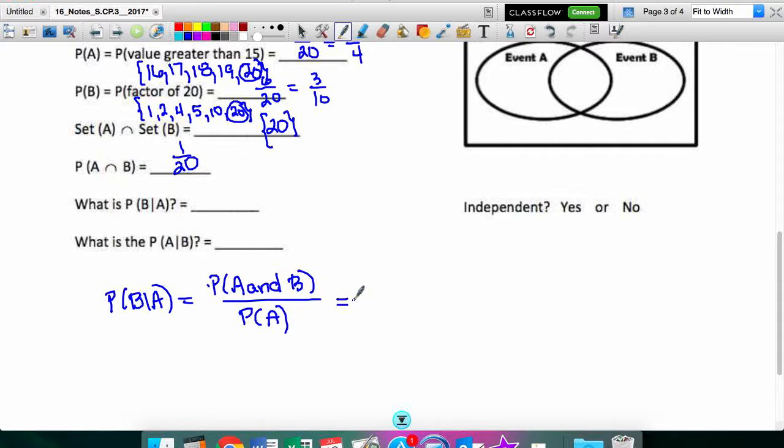We conveniently calculated the probability of A and B up above as 1/20. And the probability of A was also calculated up above as 5 out of 20. Once again, notice I'm using the unreduced form because in our conditional probabilities, those 20s will cancel, leaving us with 1/5.